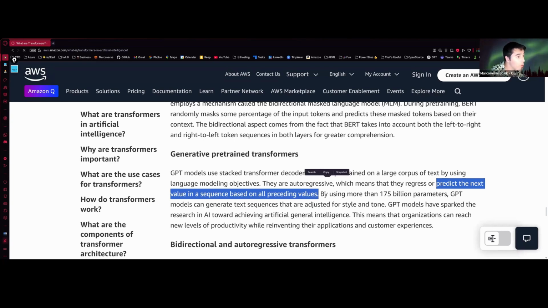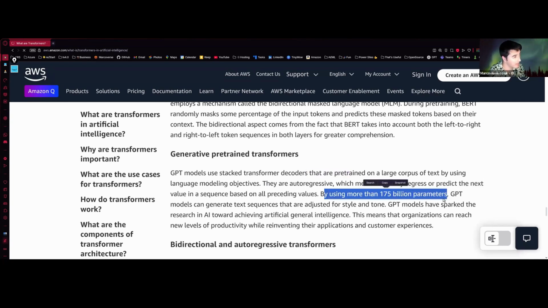By using more than 175 billion parameters. So that's what makes that large language model so large, and what makes it useful, in fact, that it has those weights in so many dimensions that we can't even imagine what it looks like. You and I think in 3D models, 4D if you're going to those fancy cinemas. Imagine thinking of 175 billion D. It's just insane.